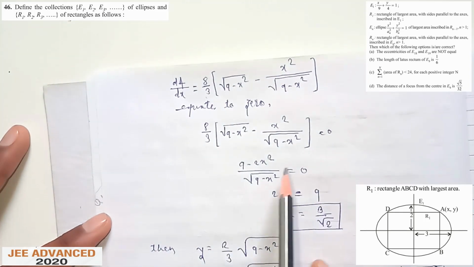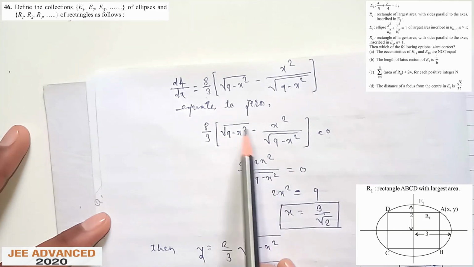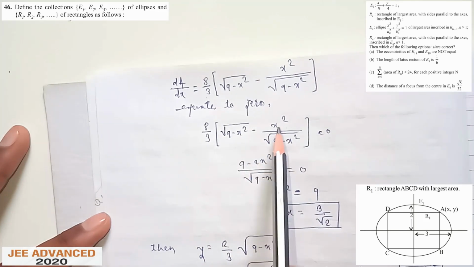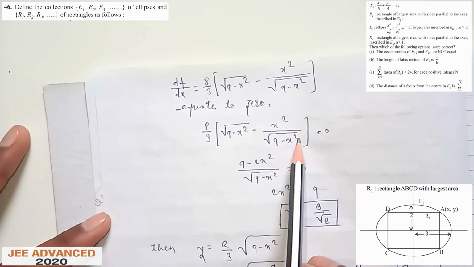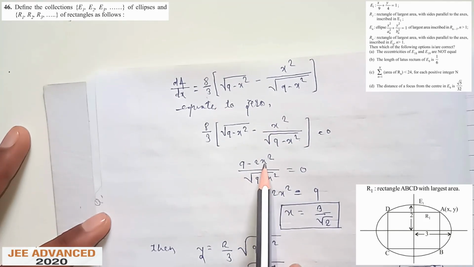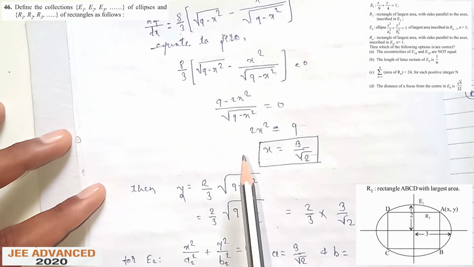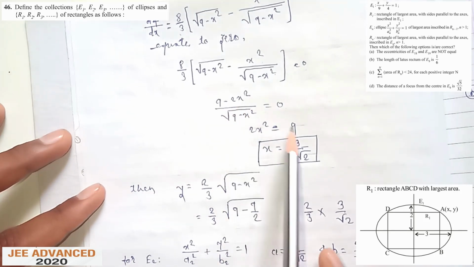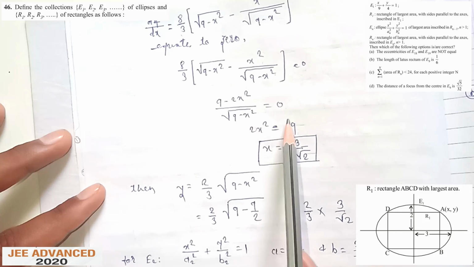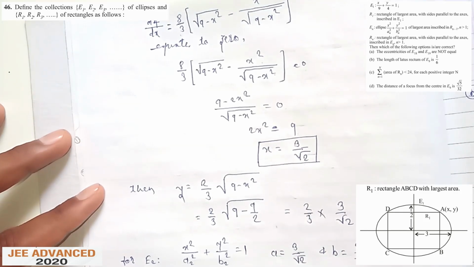So this is equal to 0, that means completely equal to 0. 8 by 3 gets 0 here. So 9 minus x square, this into this minus this: 9 minus x square minus x square, that is 9 minus 2x square upon square root of 9 minus x square. This is just an easy calculation. Then we have 9 minus 2x square upon the square root; the numerator becomes 0. So 2x square is equal to 9, x square is equal to 9 by 2 and x is equal to 3 by root 2. So I got the value for x as 3 by root 2.